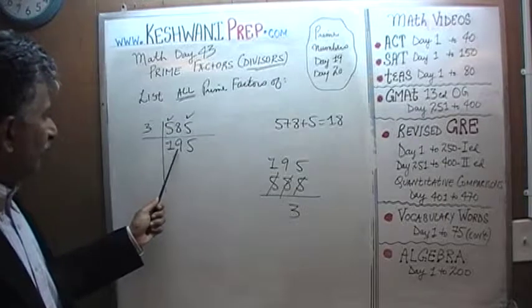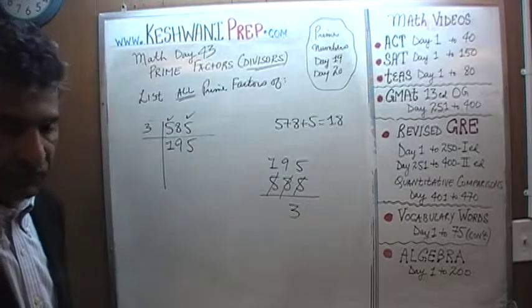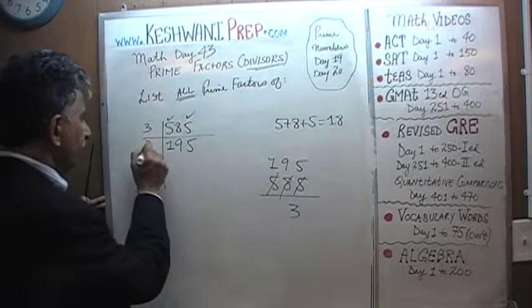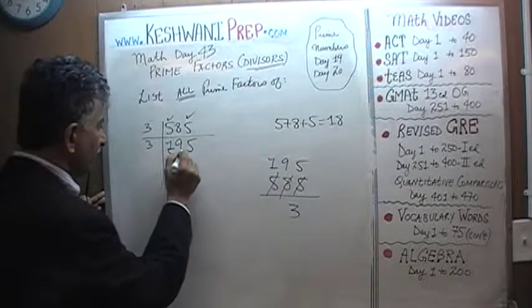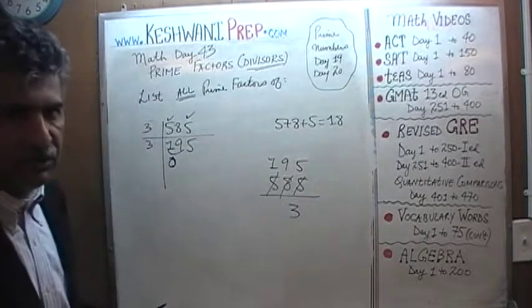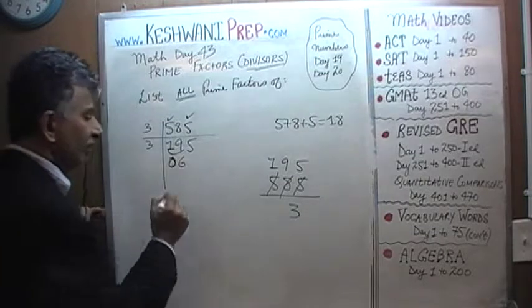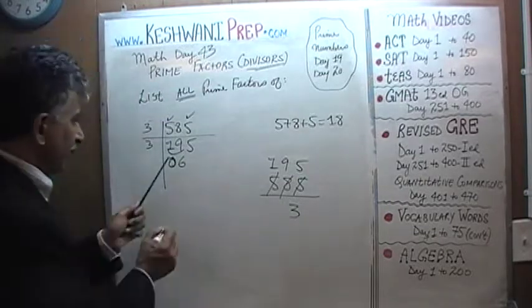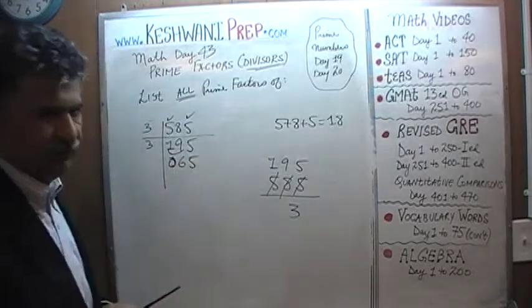Again, we notice that 1 plus 9 is 10. 10 plus 5 is 15, which means this number is also divisible by 3. Let's divide by 3 one more time. How many 3's does 1 have? 1 has no 3's. That 1 goes and joins the 9, becomes 19. How many 3's does 19 have? 19 has 6 3's. 6 3's are 18. The remaining 1 goes and joins the 5, becomes 15, and 15 has 5 3's.